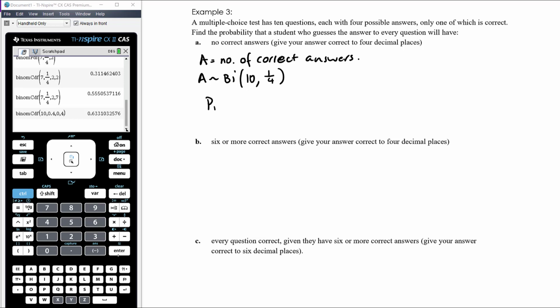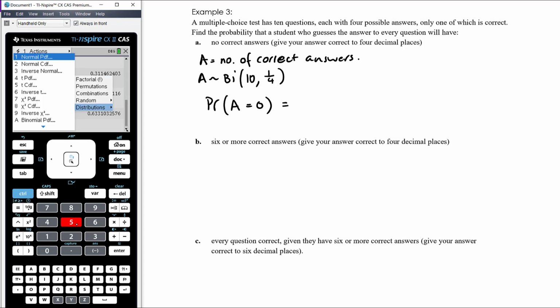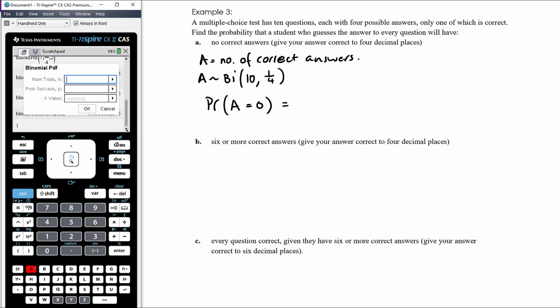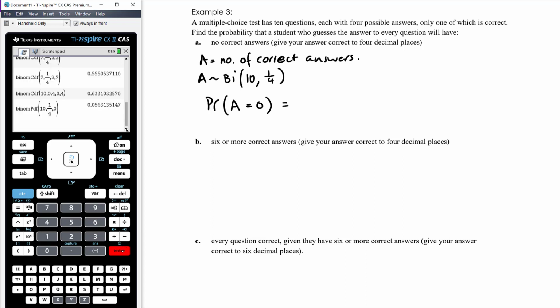Part A, we want the probability that they get no correct answers. So the probability that A, the number of correct answers, is 0. So menu 55, now I use A. It's a PDF, just the one value. N is 10, P is 1/4 or 0.25, and the X value is 0. And enter. We want correct to 4 decimal places. There is only a 0.0563 probability that in the 10 question test they will answer none of them correct.